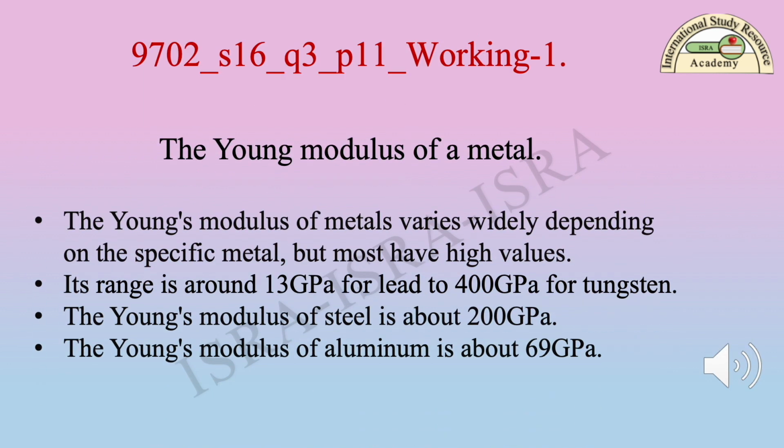Working step 1. The Young modulus of a metal. The Young modulus of metals varies widely depending on the specific metal, but most have high values. Its range is around 13 gigapascal for lead to 400 gigapascal for tungsten. The Young modulus of steel is about 200 gigapascal. The Young modulus of aluminum is about 69 gigapascal.